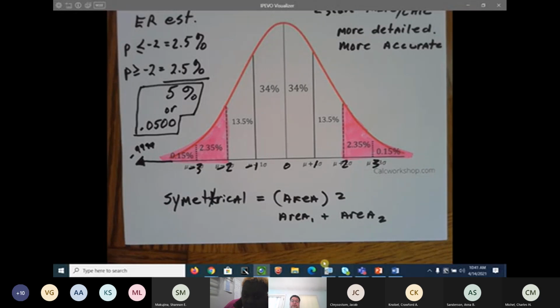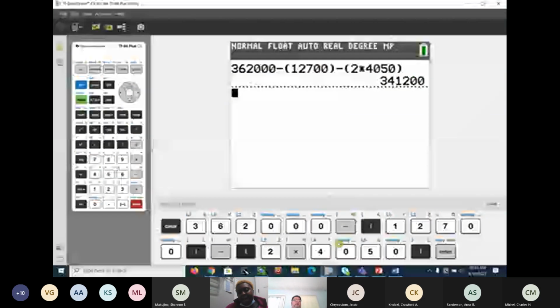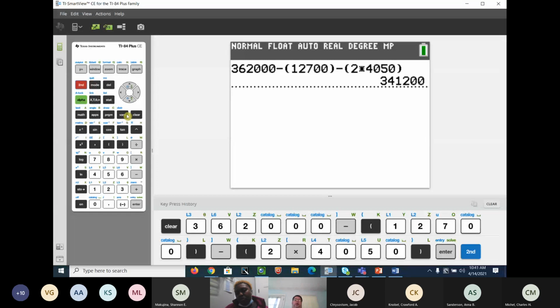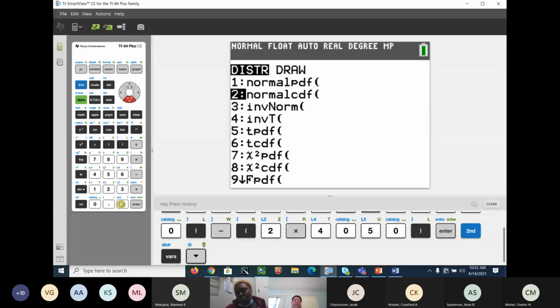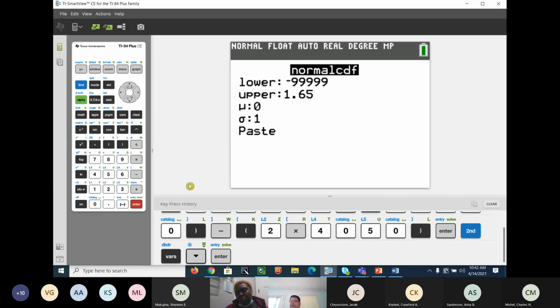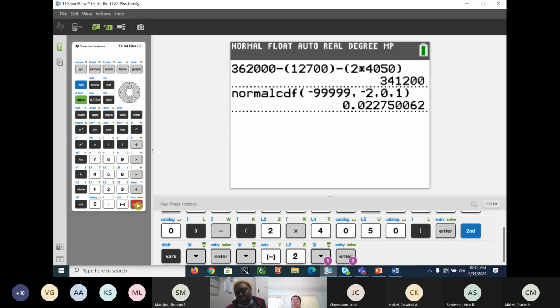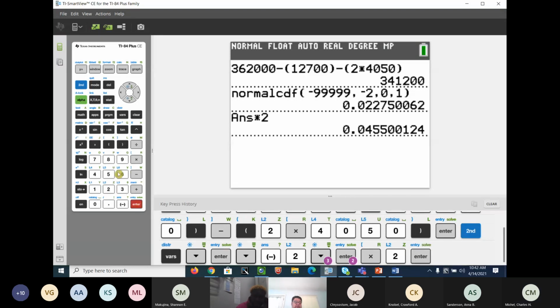So I'm going to go second vars, normal CDF, -9999 to -2. And enter. And I'm going to multiply that by what? I'm going to multiply that by 2. And that'll give me 0.0455. And that's my answer, 0.0455.